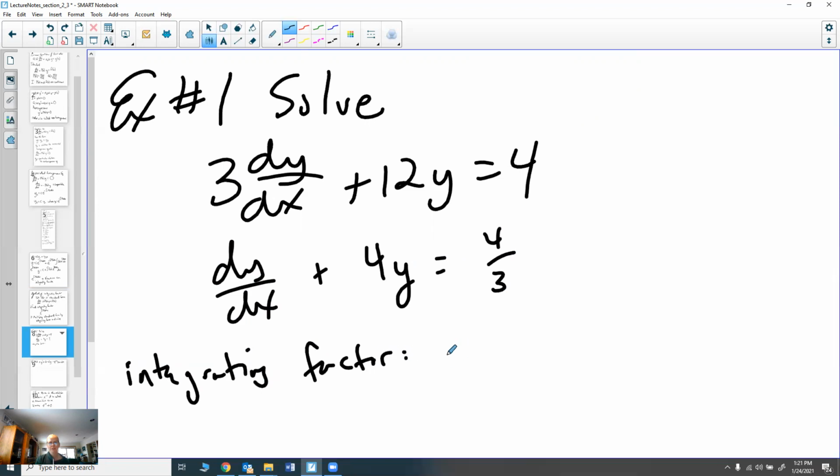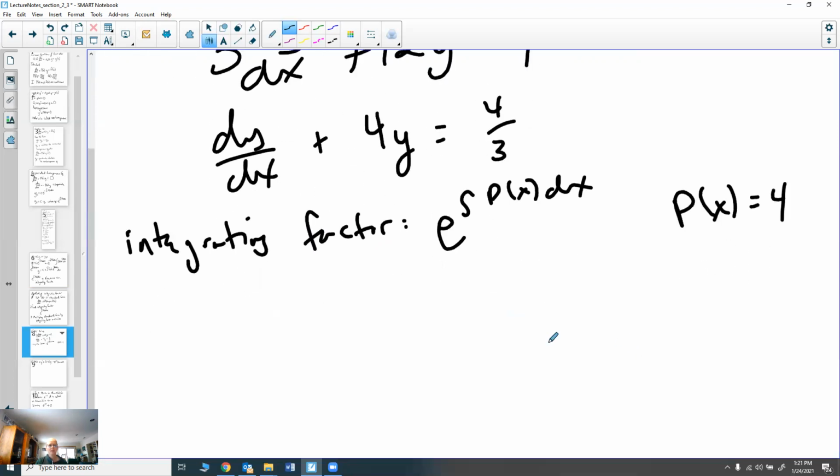And that integrating factor is e to the integral of p of x dx. So if I can figure out what my p of x is, I can just plug it in and solve that. P of x will just be functions of x, so everything will work out. Well, the p of x is whatever is in front of your y. So in this case, my p of x is just the number 4. So I just need to find what e to the integral of 4 dx is equal to. Well, that's just e to the 4x, because the integral of 4 is just 4x.